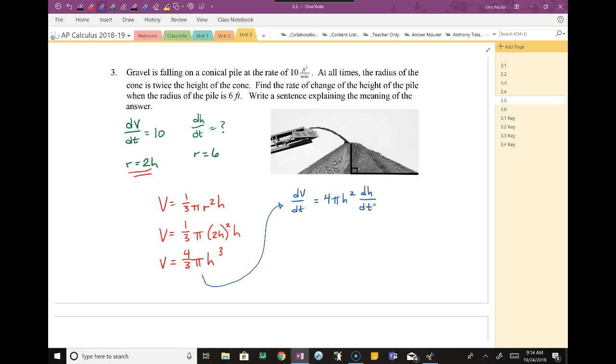Okay, now what do I do? Plug stuff in now. Okay, so what is my dV/dt? 10. We're given 10. Think about this for a second. If I have an h, remember this little piece of information? My r is twice my height. So what is my r, or my h? My h will be 3, because the r is twice as big. And then dh/dt is what we're looking for.